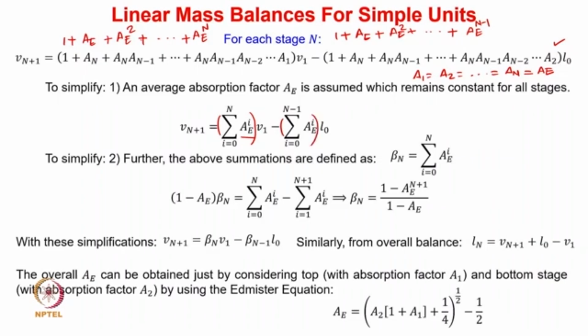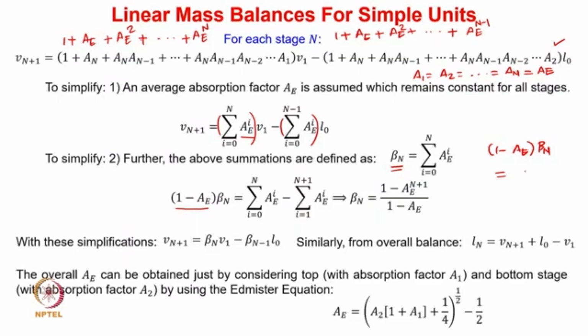Now again, to further simplify, this entire summation is represented by another constant, beta n. If I multiply this beta n by 1 minus AE, isn't it? So if I multiply this entire equation by 1 minus AE, what can we get? So let's say 1 minus AE into beta n.